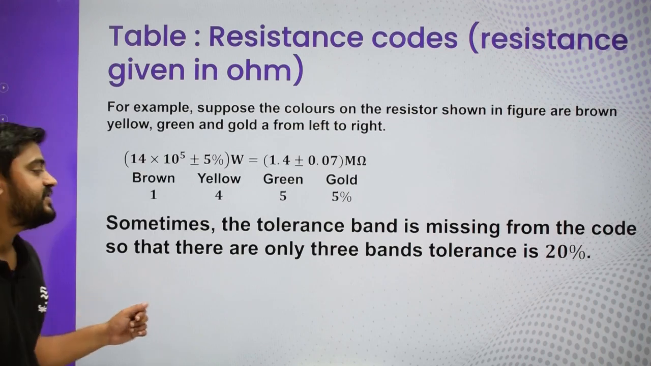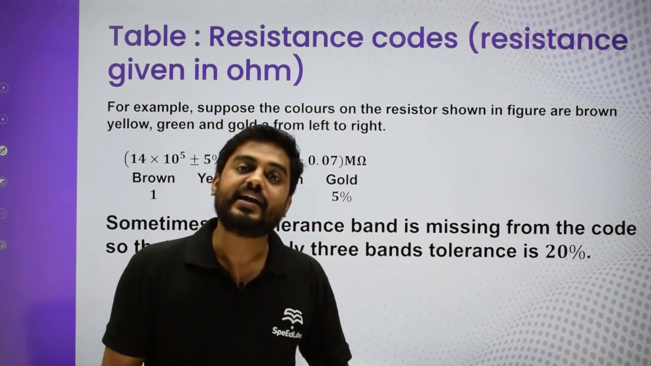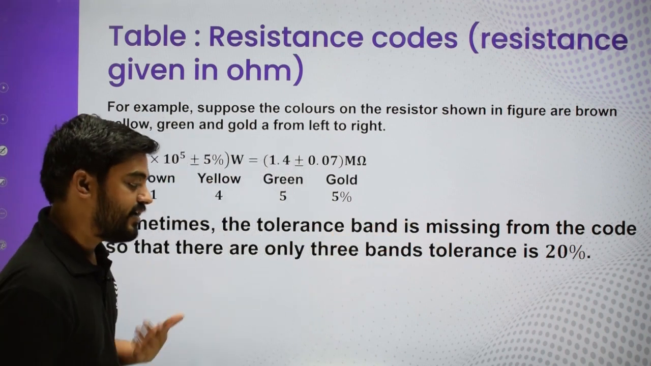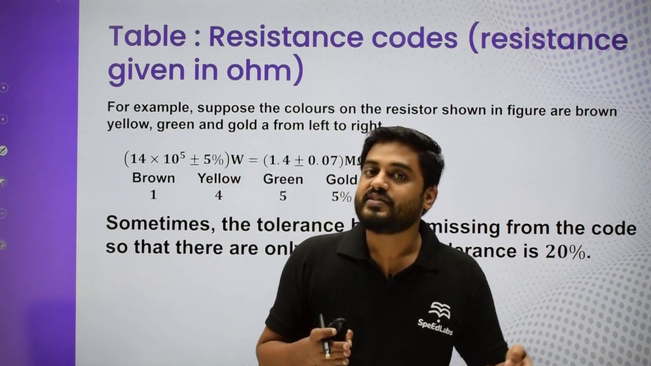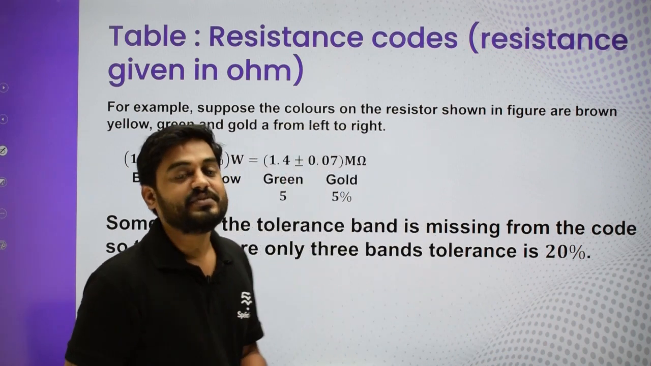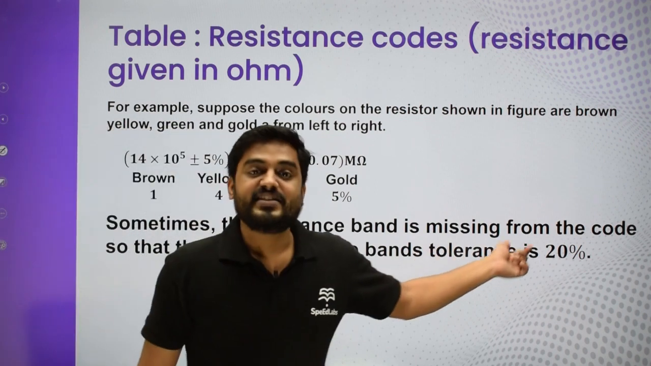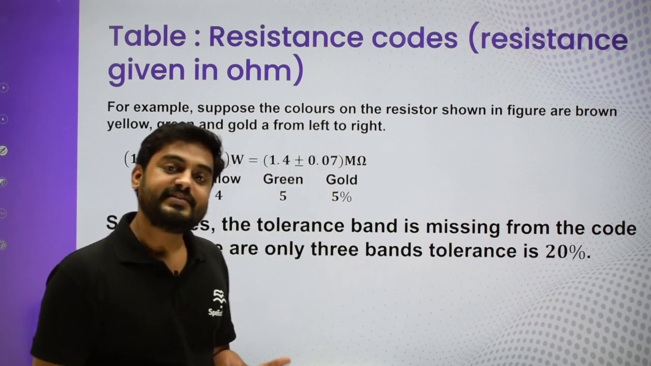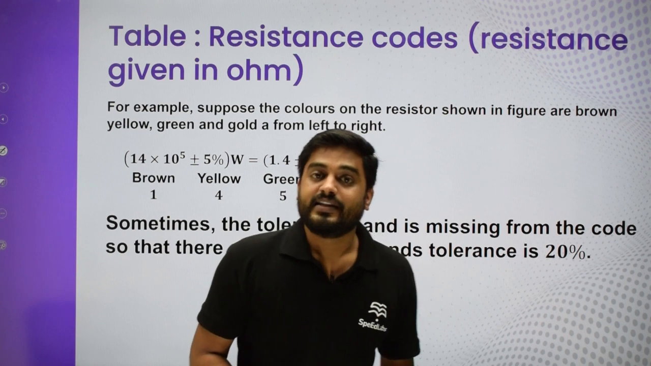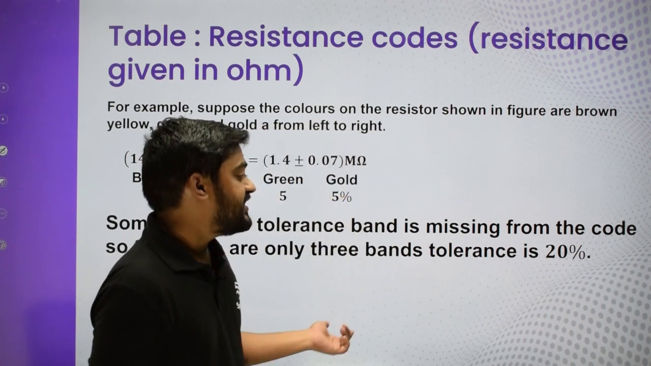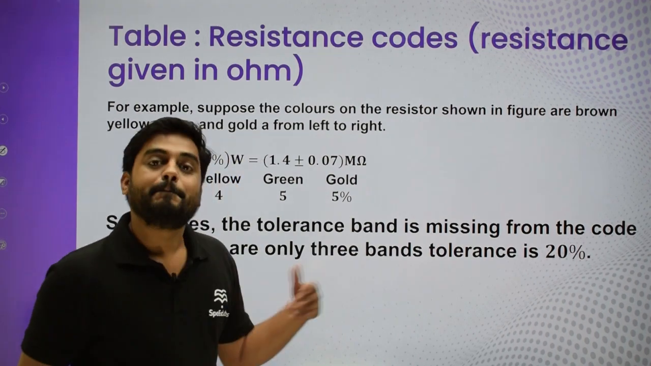Now, sometimes the tolerance band is missing. As I told, the last strip is sometimes missing. The last golden or silver is not there. There are just simply 3 strips. In that case, we will say that the tolerance level is basically 20%. So if there are only 3 strips, and the last tolerance band, which is by the way only golden or silver, is not there, then we will say the tolerance level is plus minus 20%. That type of carbon resistor has maximum error.